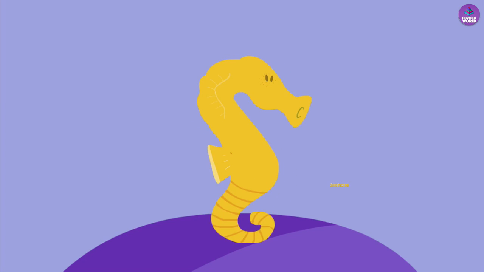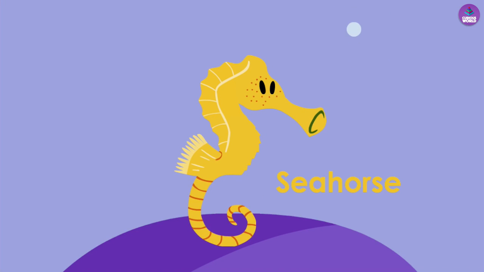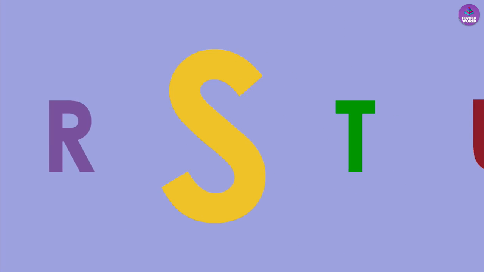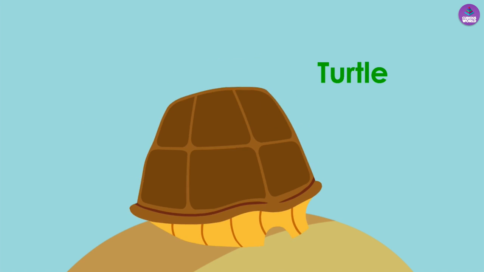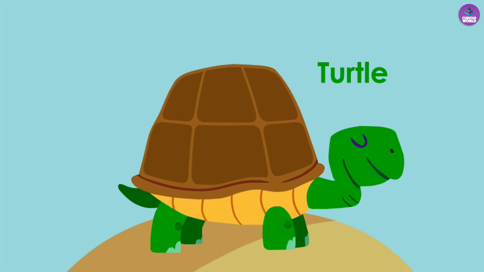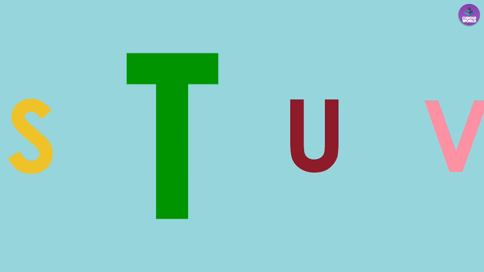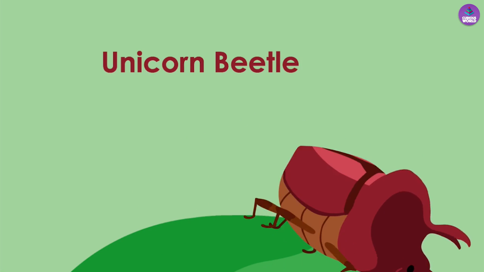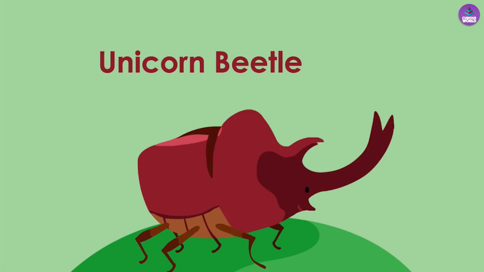S is for seahorse. S. T is for turtle. T. U is for unicorn beetle. U.